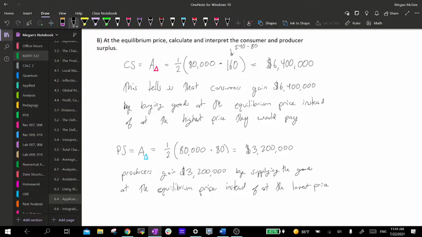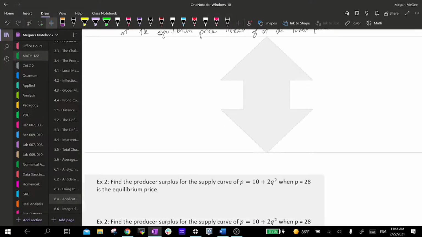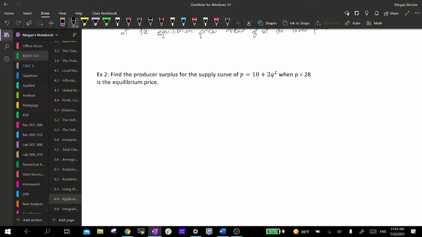All right, let's do another one. So example 2 is down here somewhere. We go, example 2, we want to find the producer surplus for a supply curve, when P is equal to 28 is the equilibrium price. So we don't have a graph, so we can't say if it's the area of a triangle or a circle or whatever. Instead, we need to use our integrals, and we need to use the area between two curves. Even if it's a straight line, we can call it a curve.